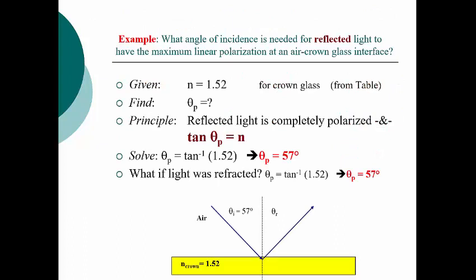We love Snell's law. Here's another one. We have reflected light that reflects off a piece of crown glass. We're in air. The angle is going to be 57 degrees, because crown glass from our table back in chapter 22 is 1.52, and voila. So whether the light is reflected and completely polarized, or refracted and partially polarized, the angle of polarization is still 57 degrees. That's our Brewster angle. And that's the end.